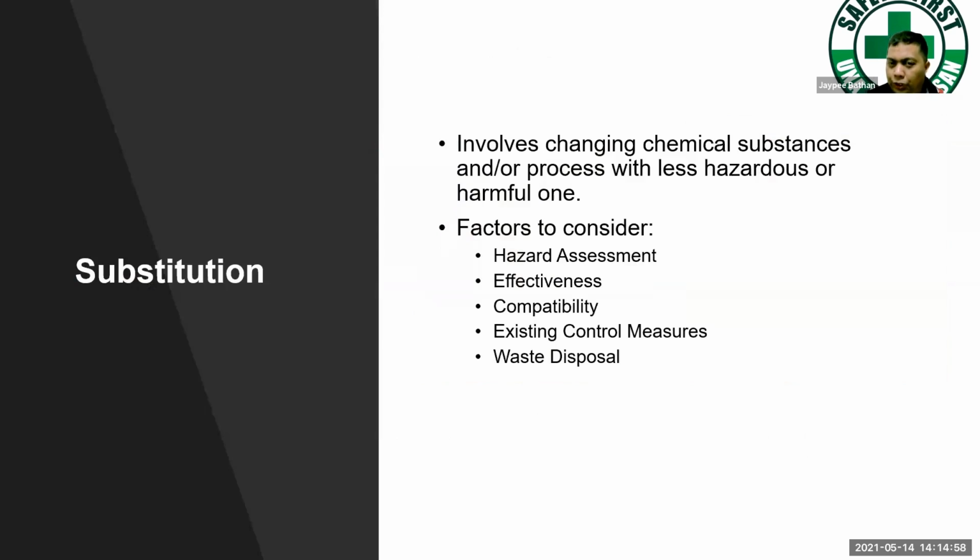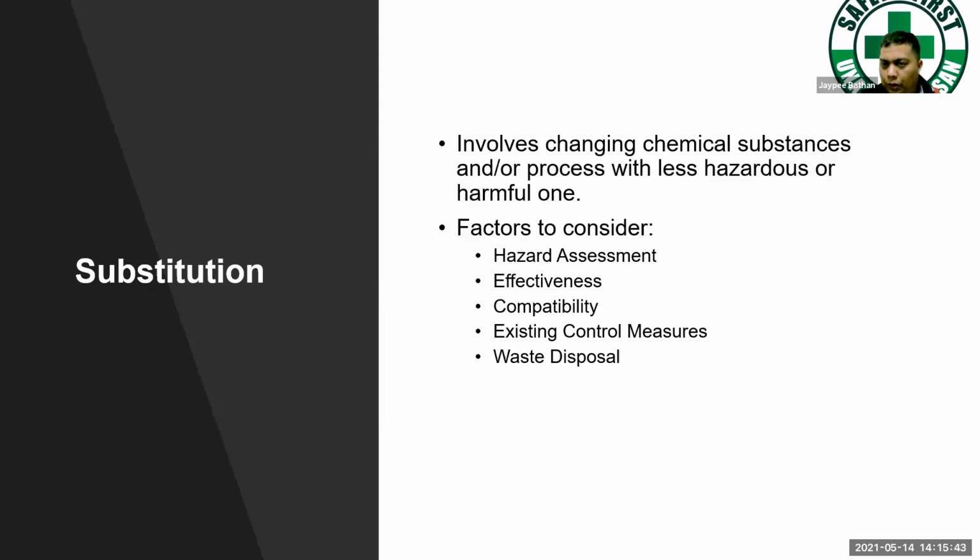Next is substitution. What is substitution? It involves changing a chemical substance or process to a less hazardous or harmful one. And the factors to be considered in substitution: first, hazard assessment, we need to assess our hazards in the workplace; then effectiveness, compatibility with our safe workplace and with existing control measures, and the waste disposal or our debris.